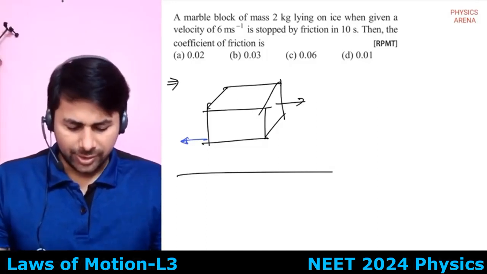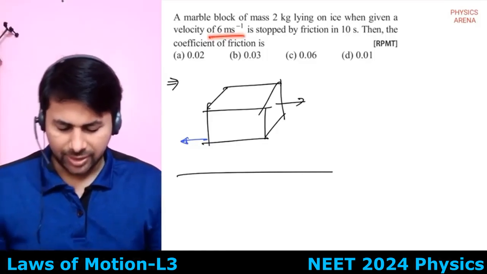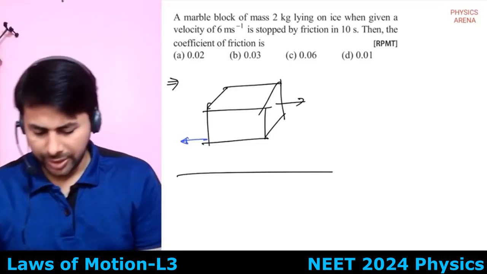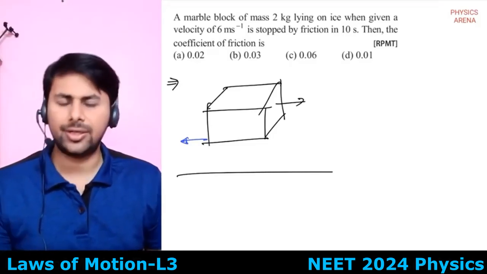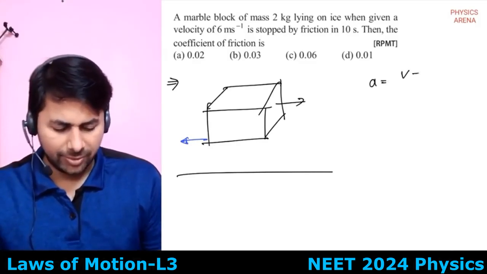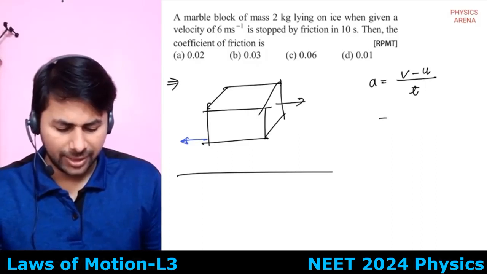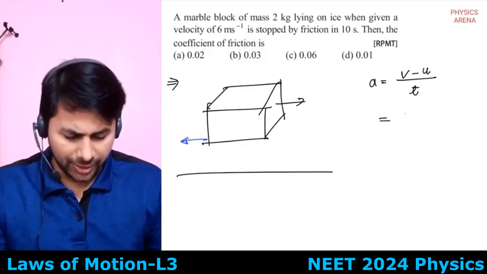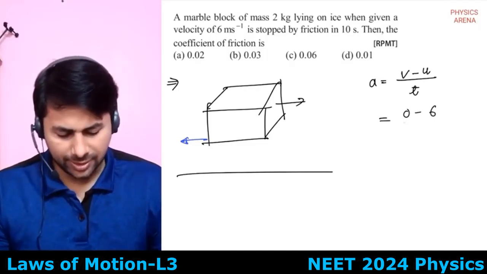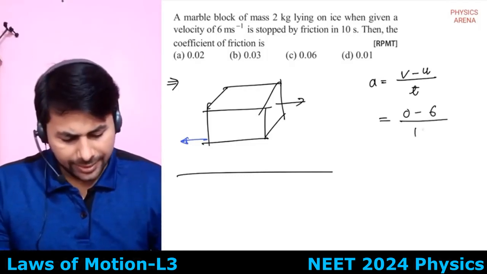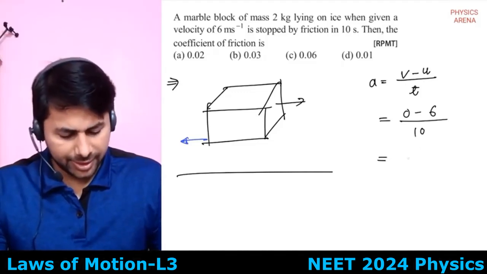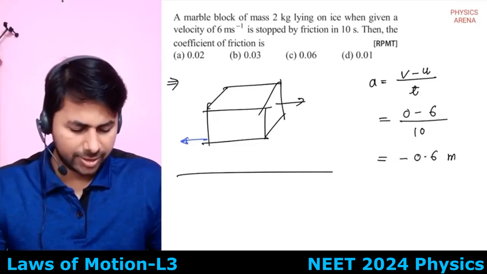Friction divided by mg. But here some condition is given, right? You have some initial velocity and it is stopped. So what you can do is find out the deceleration of this body. Deceleration is final velocity minus initial velocity divided by time. Final velocity is 0 because the body is stopped. Initial velocity is 6 meters per second and it stops in 10 seconds. So the deceleration is minus 0.6 meters per second squared.